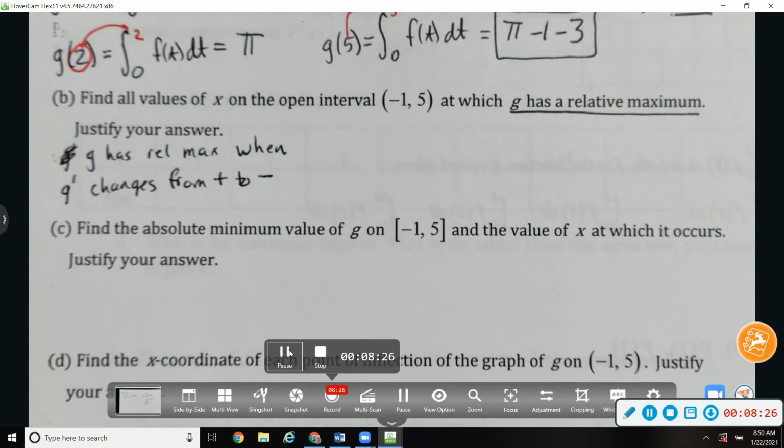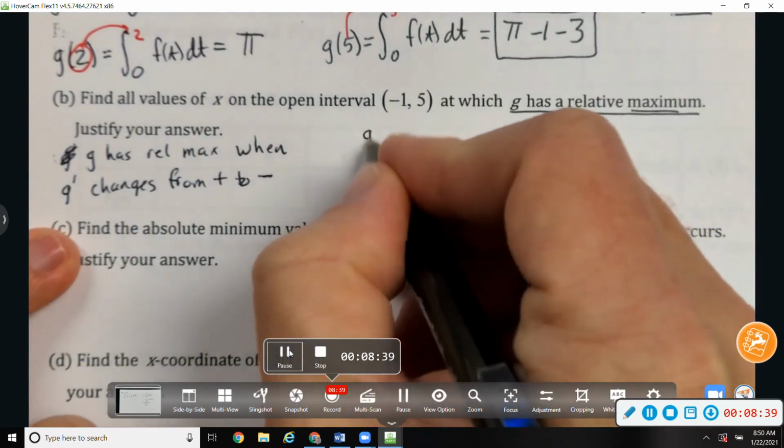Yeah, because the slope would be positive and then negative. So that means the function changes from increasing to decreasing. So that would be a max. Well, I don't have g prime. What I have is g.